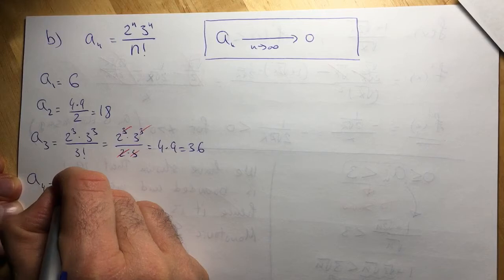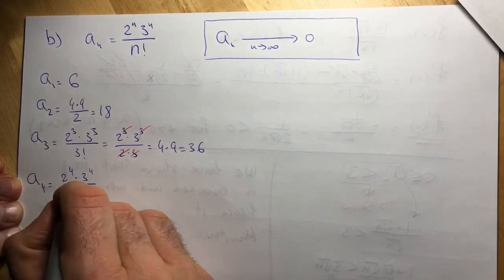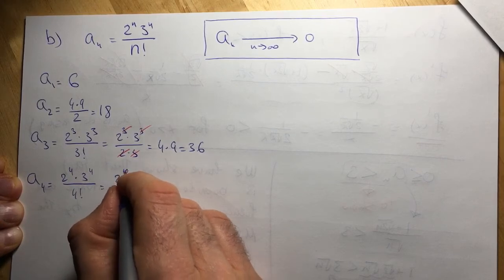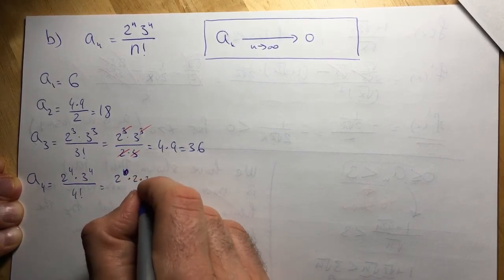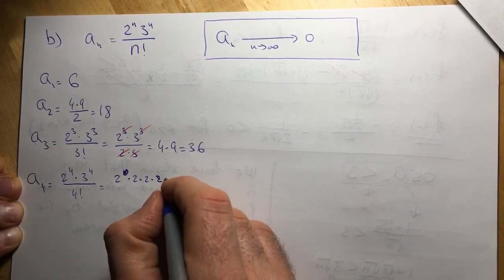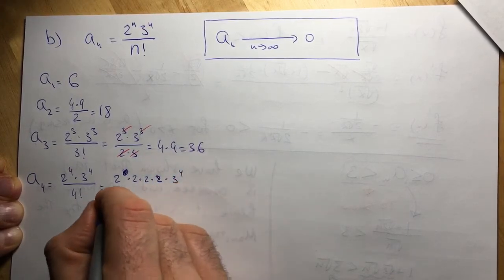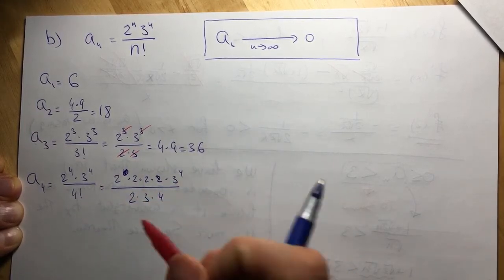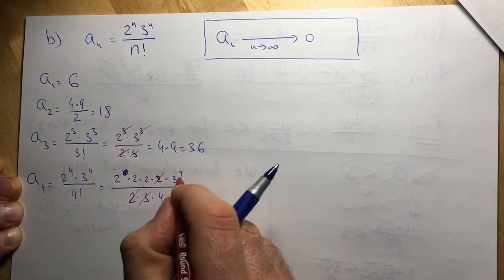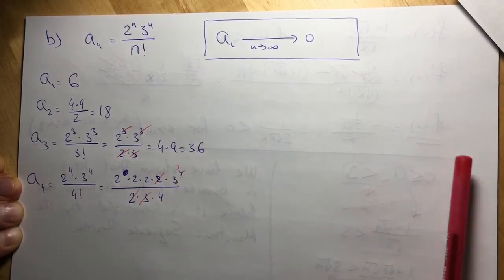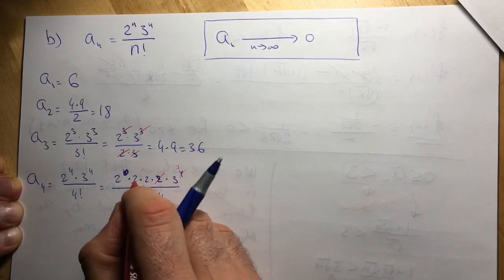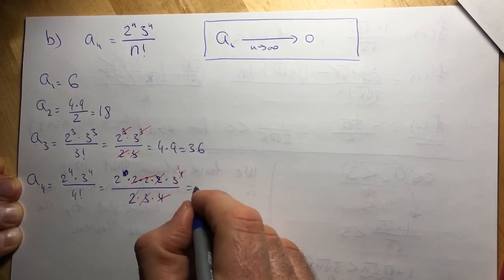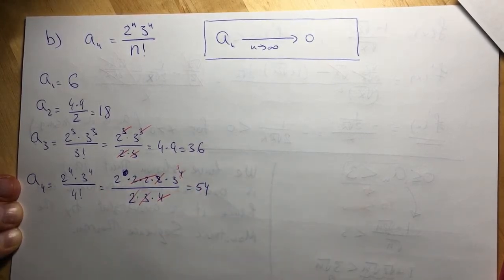a_4 is 2 to the power 4 times 3 to the power 4 over 4 factorial. Let's write that 2 times 2 times 2 times 2 times 3 to the power 4 over 4 factorial, which is 4 times 3 times 2. Okay, so you cancel this and this, cancel this and this, and here you have 3 to the power 3, which is 27, and then you cancel 2 times 2 and 4, so 27 times 2 is 54.